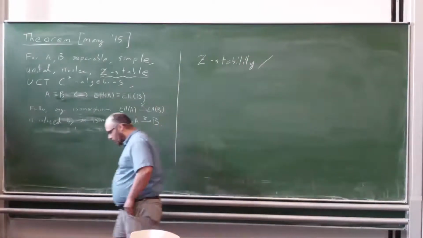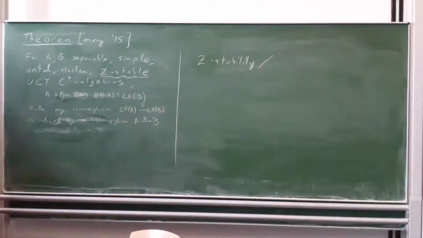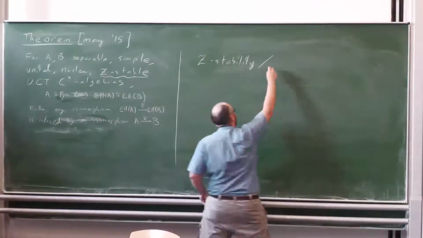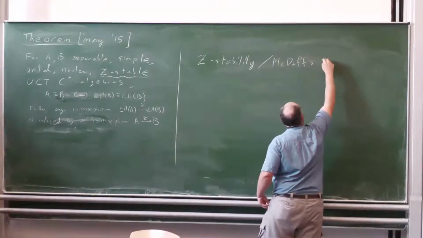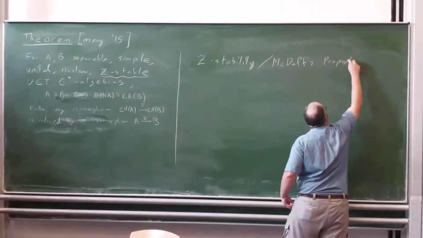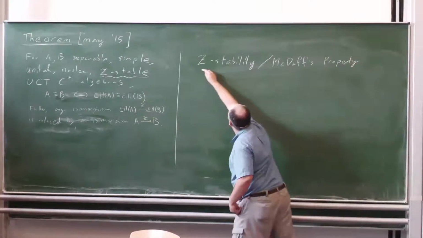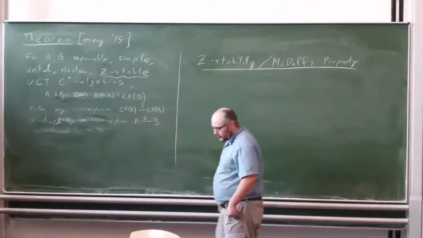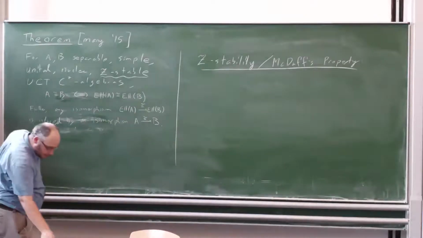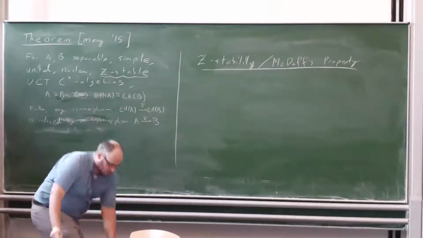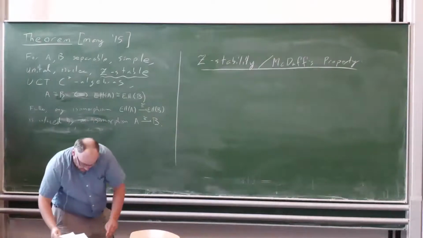And I'll point out that this is actually analogous to a von Neumann algebraic property, which appears in Connes's classification. This is McDuff's property. And I'll actually start with the von Neumann algebra side of this, which is quite a bit cleaner.